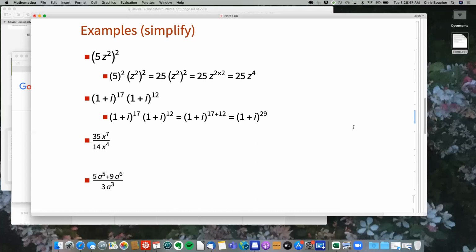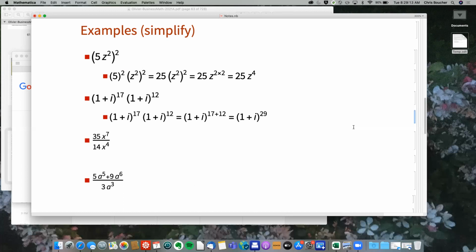Okay, so here I have a quotient of powers of the same base. That's one of the laws of exponents, right? You subtract the two exponents, and that's going to come out to be exactly what Skylar said, x to the 3 power, 7 minus 4. Here, I suspect you did this on a calculator, right? 35 over 14 comes out to be 2.5, so that's fine.